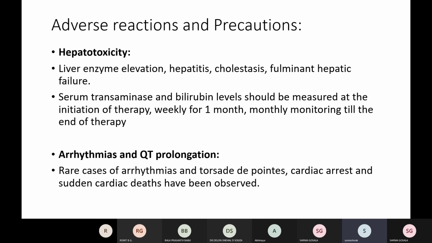Coming to adverse reactions, hepatotoxicity, we already discussed liver enzyme elevation. Hepatitis, cholestasis, and fulminant hepatic failure have been reported in patients, including deaths due to that. Serum transaminase and bilirubin levels should be measured at initiation of therapy, then weekly for 1 month, and then monthly monitoring till the end of therapy. Arrhythmias and QT prolongation. Rare cases of arrhythmias, torsades de pointes, cardiac arrest, and sudden cardiac deaths have been observed.